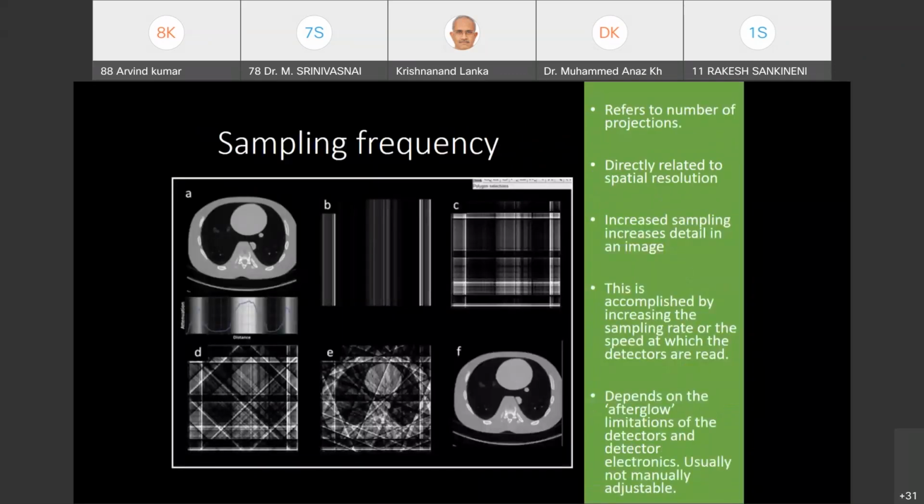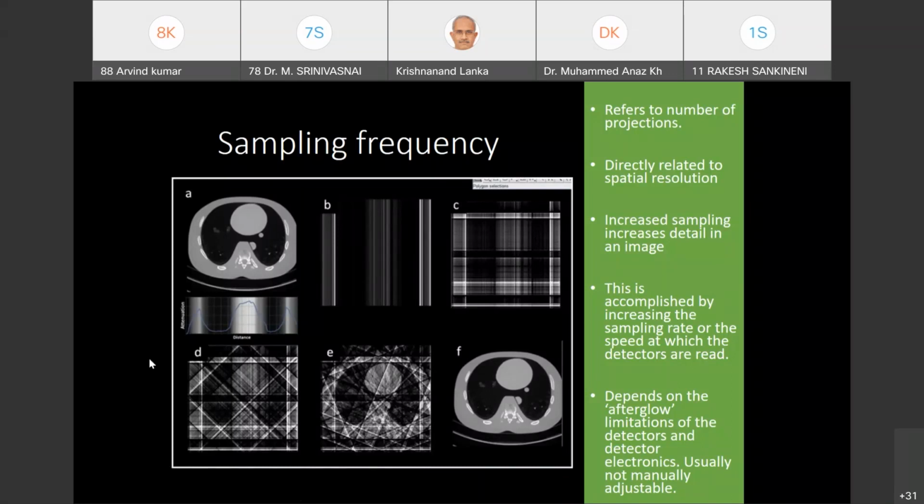So here, it refers to the sampling frequency, the number of projections, directly related to spatial resolution. Increase sampling, increase detail in an image, naturally enough. This is accomplished by increasing the sampling rate or the speed at which the detectors are read. So it depends on the afterglow limitation of the detectors, and detector electronics, usually not manually adjustable. So you can only increase or decrease that within a certain range, right?